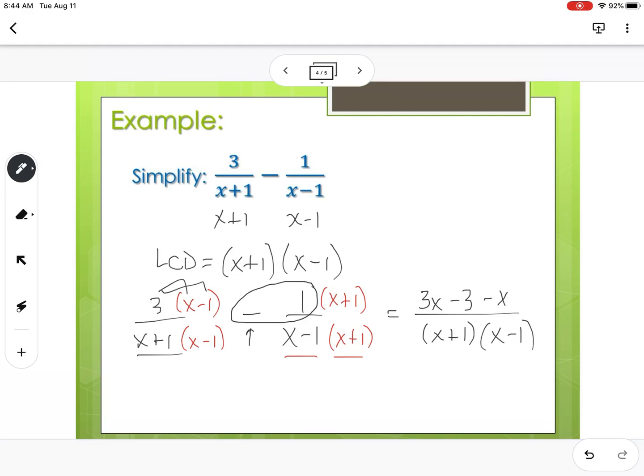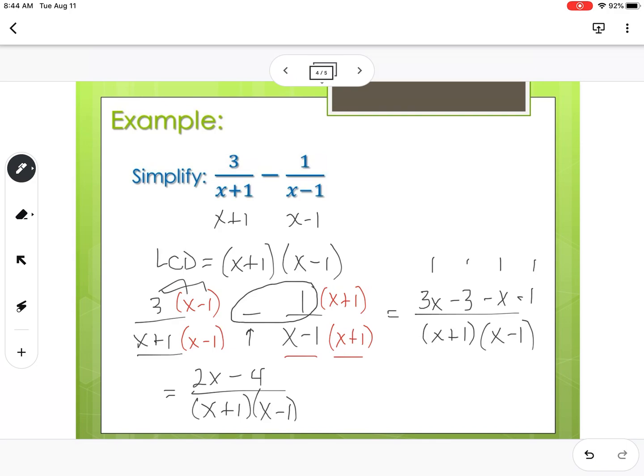Negative 1 times 1, negative 1. All right, now I'm ready to go ahead and simplify. So I have 3x minus x, so that's 2x. Negative 3 minus 1, that's negative 4, all over the LCD of x plus 1, x minus 1.